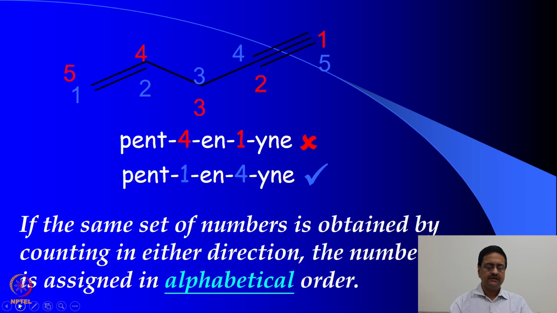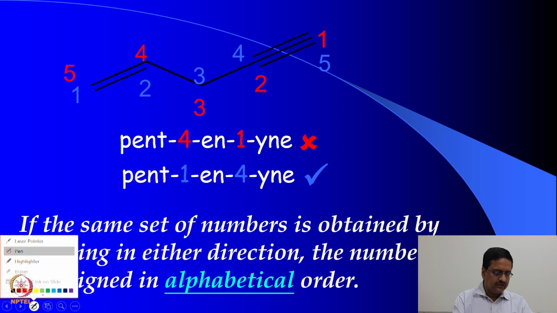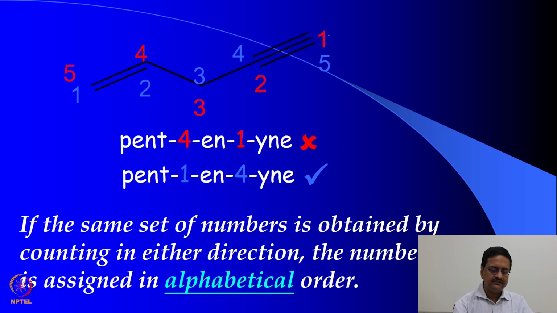Now, we have a different situation here. What we have is a molecule where at two termini we have a double bond and a triple bond. So, there are two different ways of numbering it. We can make it as 1, 2, 3, 4 and 5 from the right hand side, or 1, 2, 3, 4 and 5 from the left hand side. So, when we write it in the way that 1 identifies the triple bond and 4 identifies the double bond, the name should have been pent-4-en-1-yne.